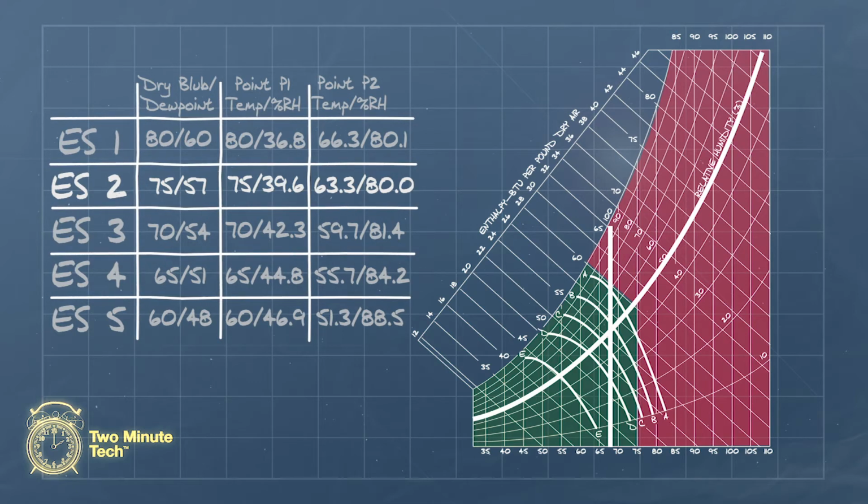The ES1 set point would cause overheating of the space by bringing in outdoor air warmer than the thermostat set point. Selecting the right zone is critical to ensure a comfortable space for the occupants.